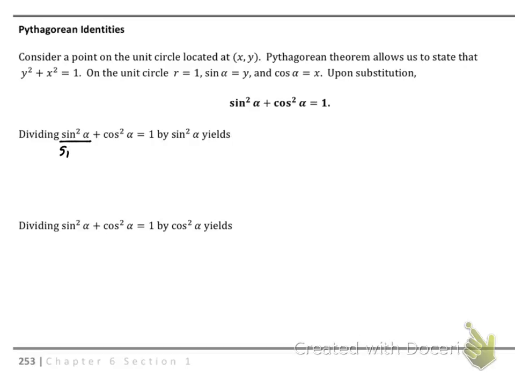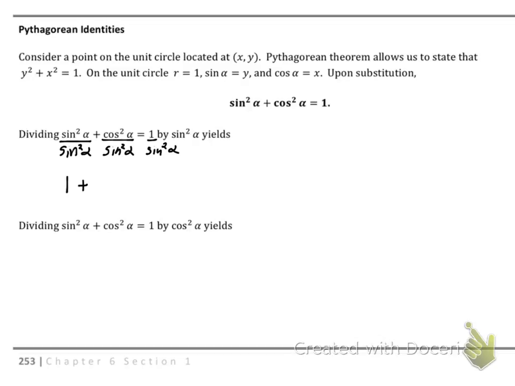I'm going to divide both sides by sine squared alpha, and this is just to change the look of it. So you have sine squared alpha, divide everything by sine squared alpha, and divide 1 by sine squared alpha. I'm allowed to divide both sides as long as I do the same thing to both sides, and I did. So I'm going to look at sine squared alpha divided by sine squared alpha. Anything divided by itself is just 1, so that's just going to be 1.